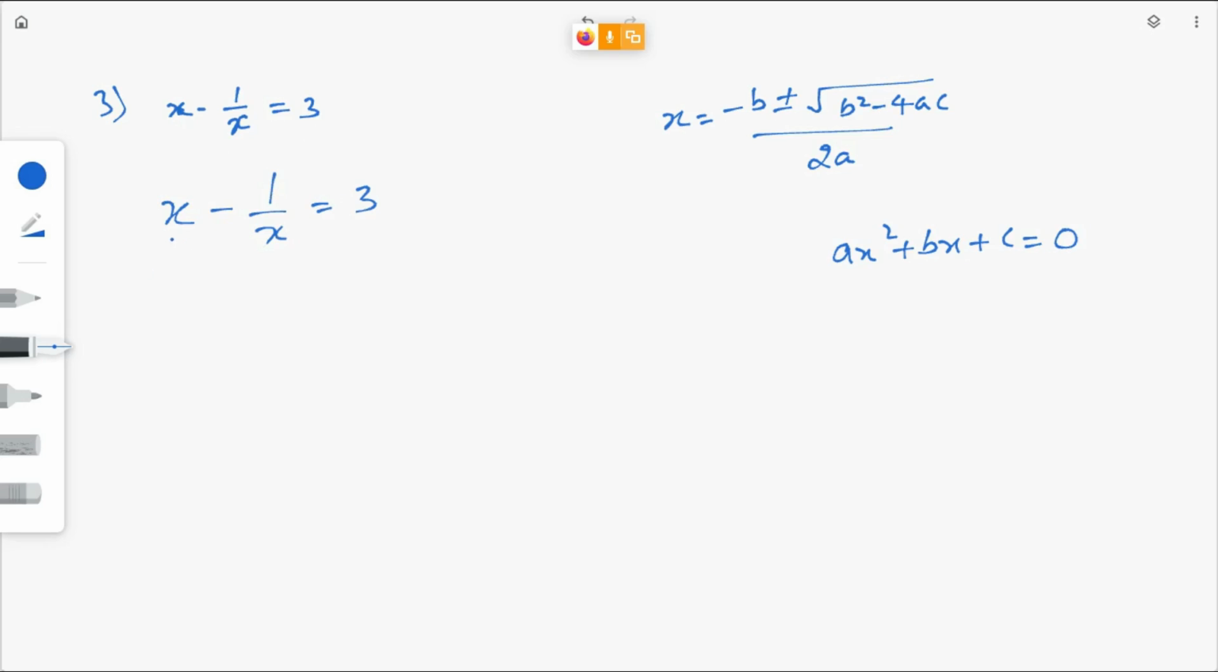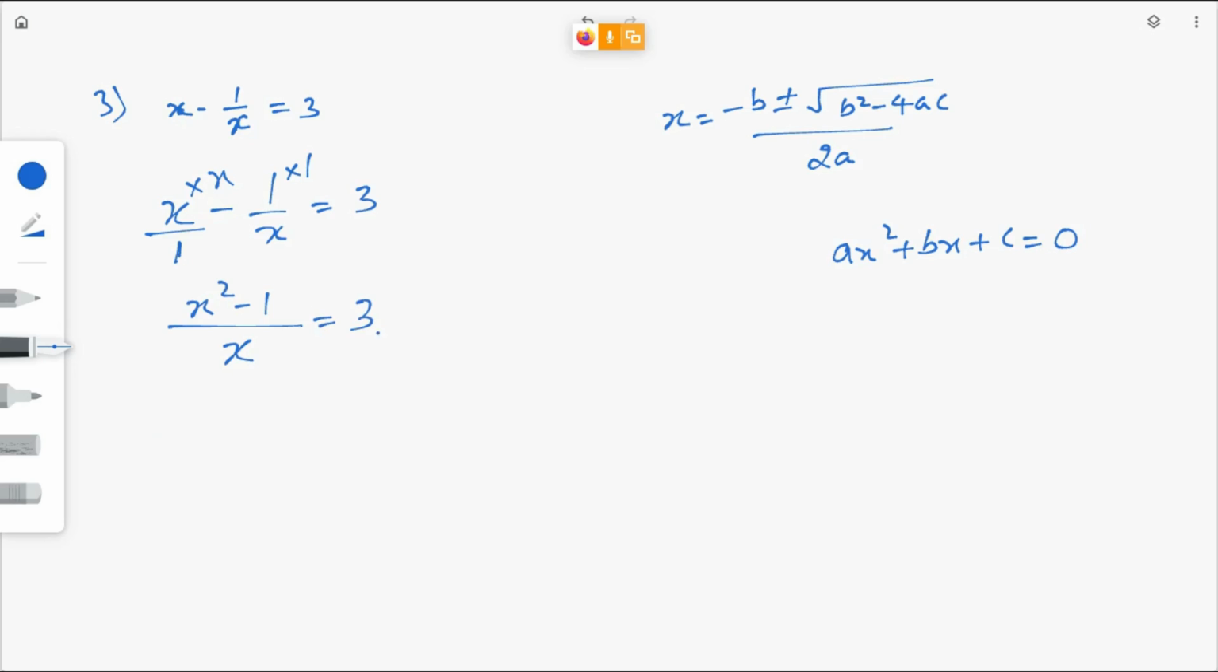Now you need to find the LCM of these two. So here we have 1 and then x. What is the LCM of 1 and x? x. Okay, 1 into x here, x into 1. So we will get x square minus 1, and this is equal to 3.